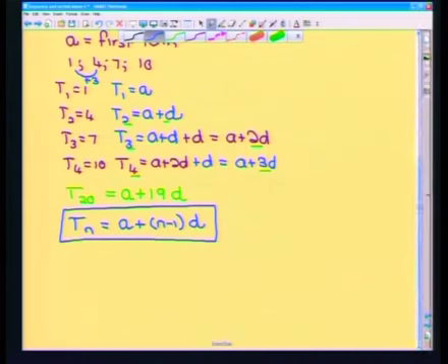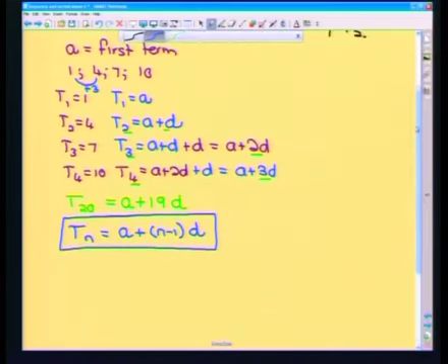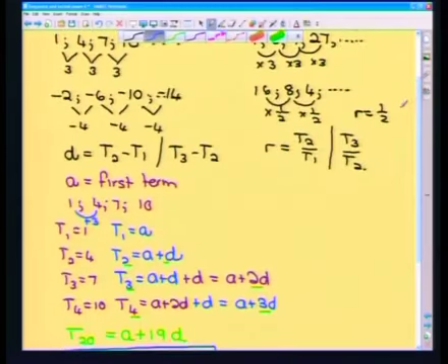Right, let's go back up now to the geometric and let's see how that looks. Right, now if I go to the geometric, I just want to get some space here.